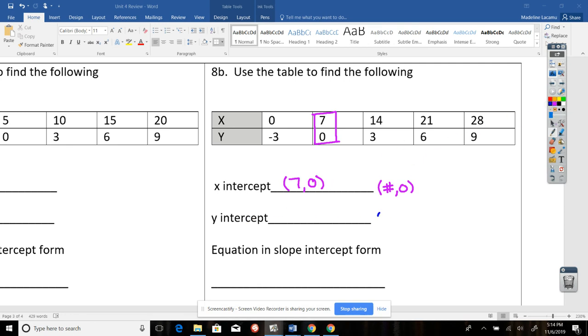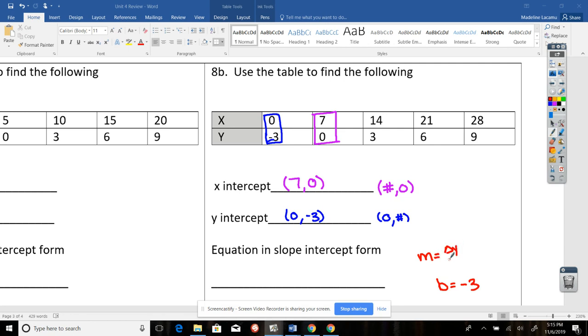Now our y-intercept, the x has to be a 0, and the y is a number. So if we go where x equals 0, the y equals a -3. So 0, -3 is our y-intercept. Now the last thing we have to find is the equation in slope-intercept form. We already have our y-intercept, so we know b equals whatever your y-intercept is, which is -3. But the other thing we have to find is m.